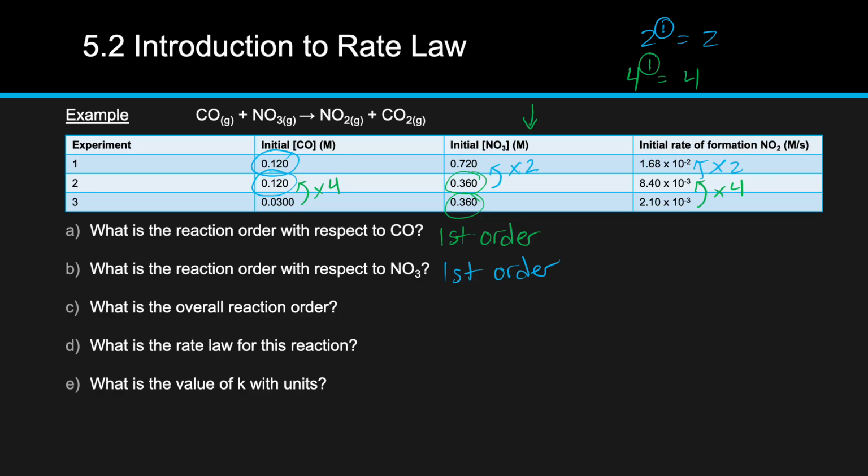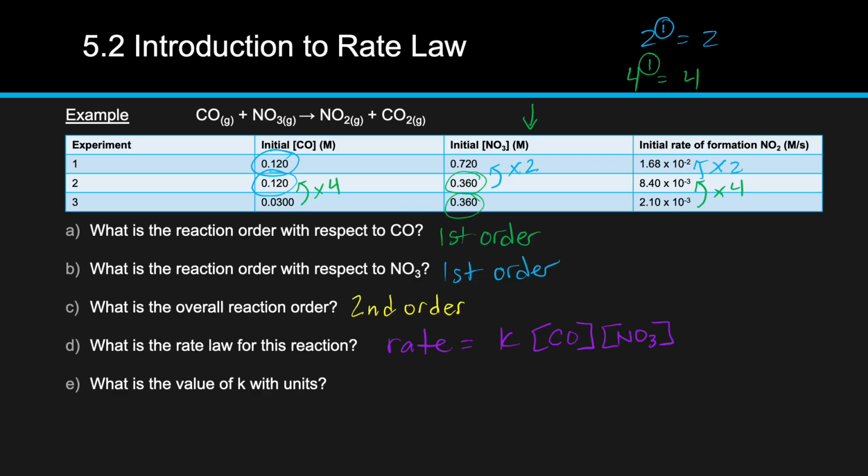Now remember, when we're looking for overall reaction order, you're just going to add up the orders of each of your reactants. So we have 1 and 1, which is going to give us an overall second order for our overall reaction. Then we need to write the rate law expression. So this is going to be rate is equal to K times the concentration of our reactant raised to the power of the order, which is 1, and then our concentration of our other reactant, NO3, raised to the power of the order, which is again 1.